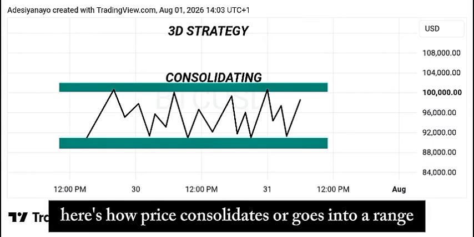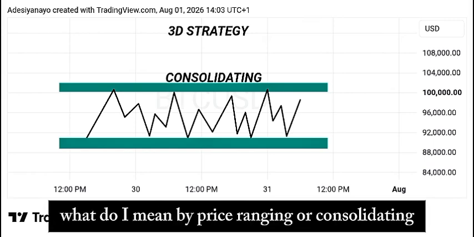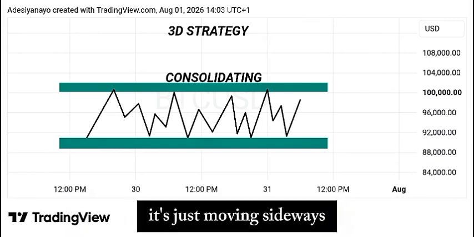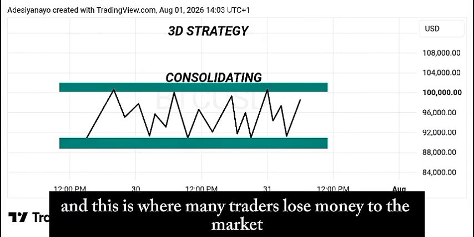Here's how price consolidates, or goes into a range. What do I mean by price ranging or consolidating? It means price is not showing any clear upside move or downside move. It's just moving sideways. And this is where many traders lose money to the market.